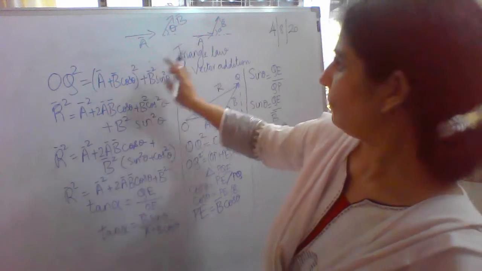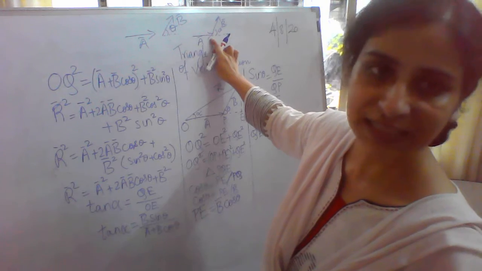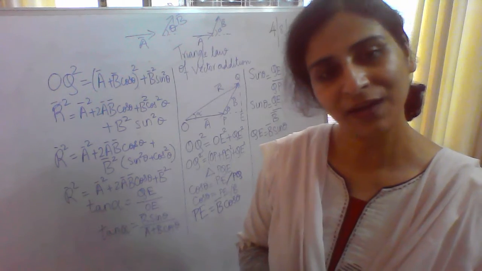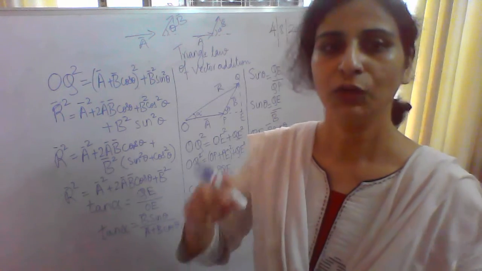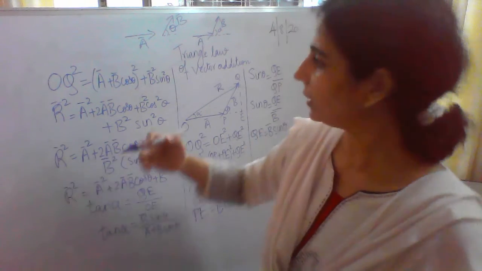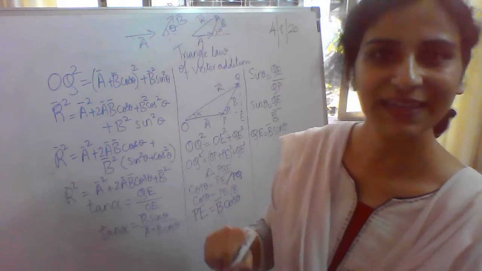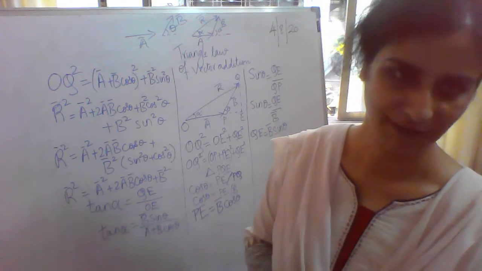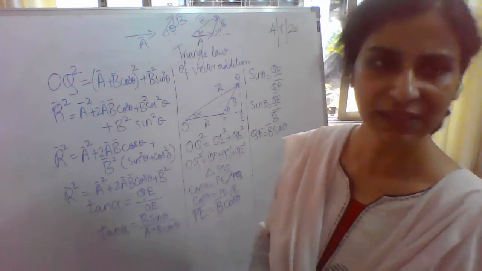Now how do I join them? At the terminal point of A, I start another vector B. How should I write the resultant? From the starting point of the first vector to the terminal point of the last vector. So this is my resultant R. This must be making some angle alpha, because we have taken alpha here. So this is how the diagram is made.